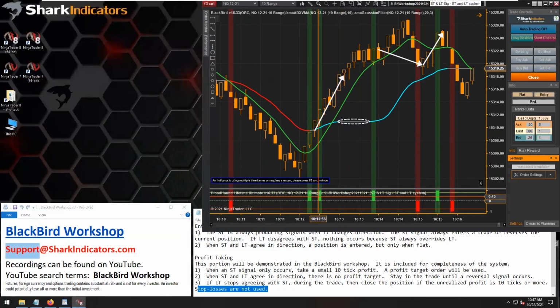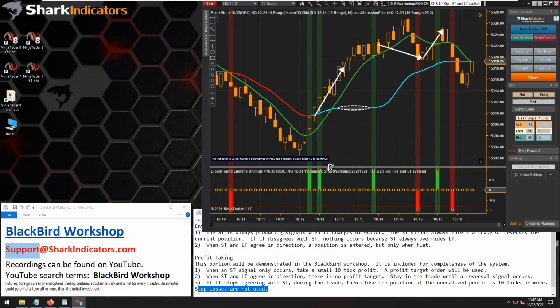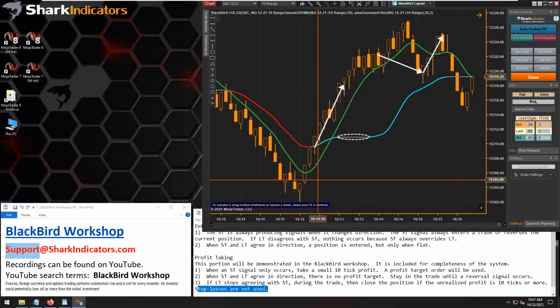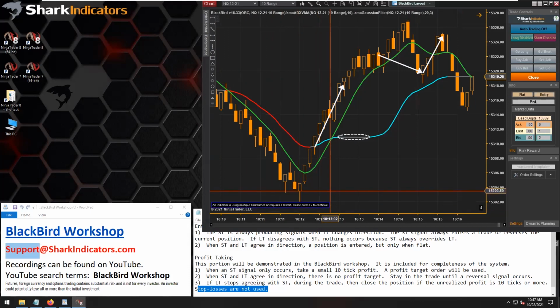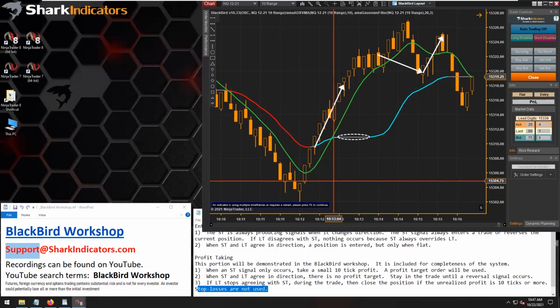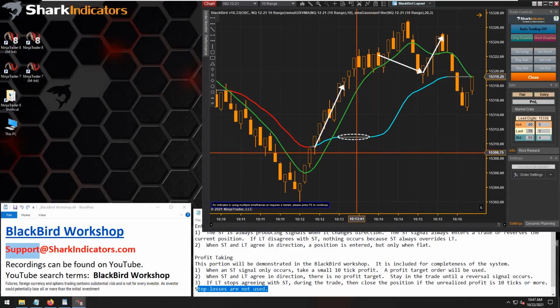And I'm going to get rid of this BloodHound on the chart here. This BloodHound is not going to be necessary anymore, so I'm going to remove it from the chart. And we can see down here, BlackBird is telling us that we need to reload the chart. That's because BlackBird wants to load its BloodHound onto the chart, the BloodHound that's being used internally inside of BlackBird.